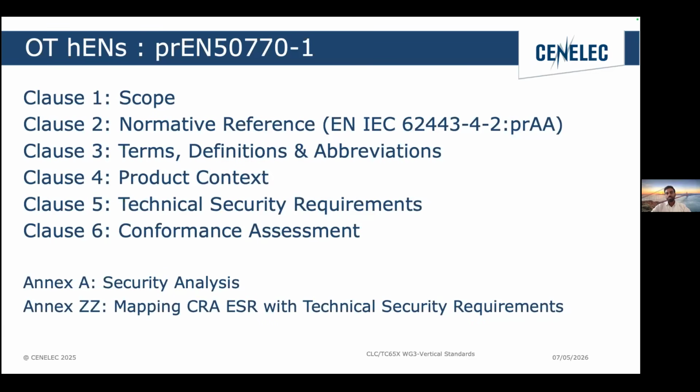There is also Annex A to do the risk assessment, because CRA is a risk-based assessment, and we need to arrive at the technical requirements based on the security analysis. And there is an important Annex Z, to map the CRA essential requirements to these technical requirements here, so which CRA essential requirements will be satisfied by which technical requirement. So this is the complete structure of each harmonized standard.